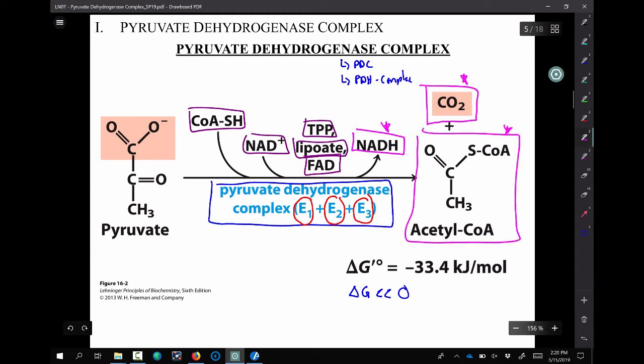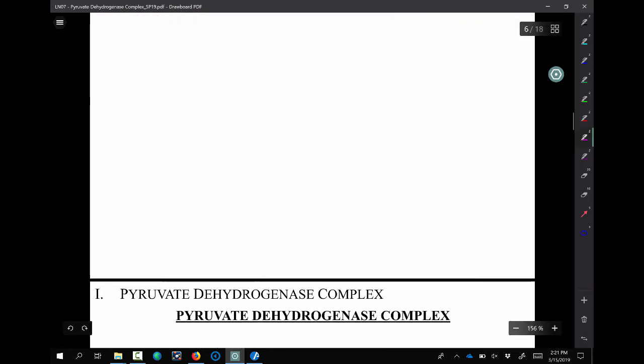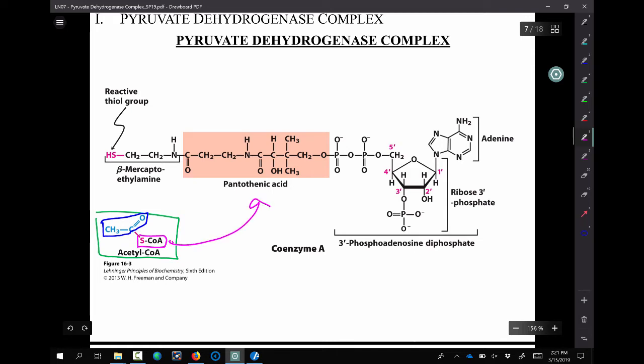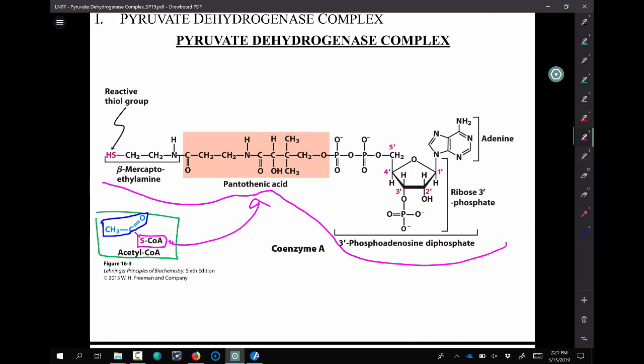I want to go ahead and look at acetyl-CoA first, so you have an idea of the molecule that's being made. And then I want to move on to the enzyme and the mechanism. So let's look at acetyl-CoA first. Here is acetyl-CoA. That's how acetyl-CoA is typically drawn. The acetyl group, these carbons, come from pyruvate. Coenzyme A is this entire thing here. You don't have to memorize the structure of that, but that's coenzyme A.